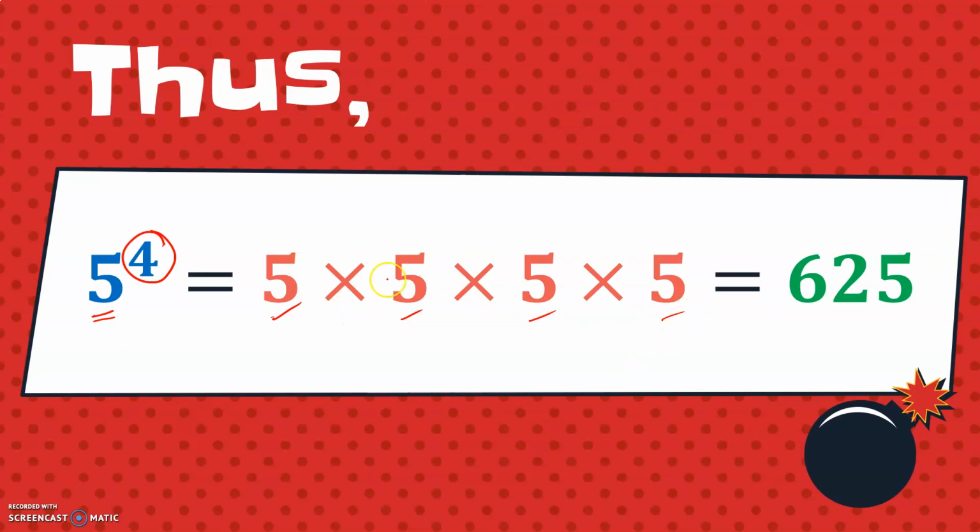Again, the operation that we will use is multiplication because the exponent tells us the number of times the base will be used as a factor. So whenever we talk about factors, the operation involved there is multiplication. Then if you perform this operation, 5 times 5 times 5 times 5 is equal to 625.